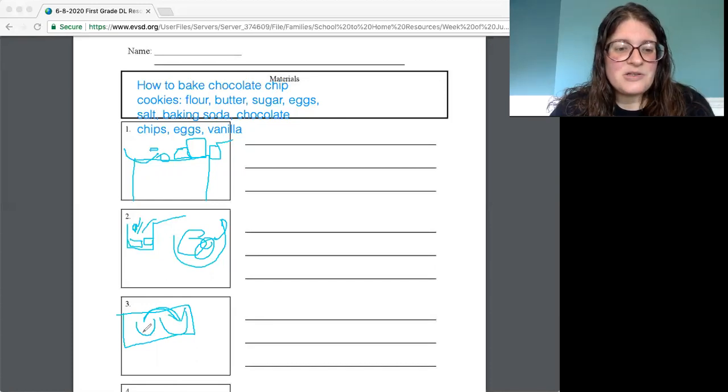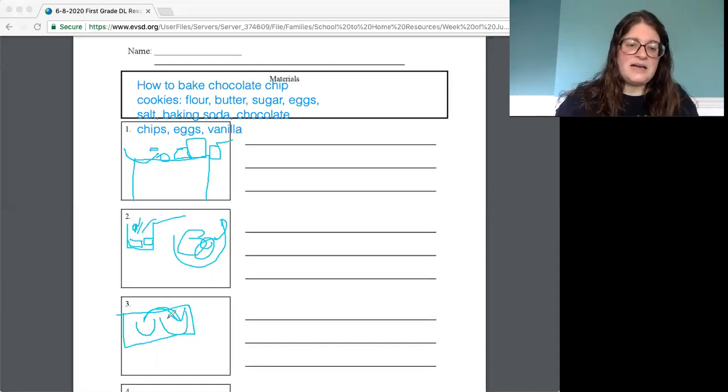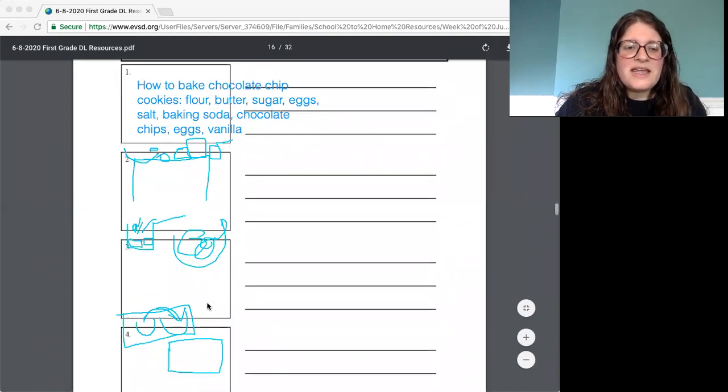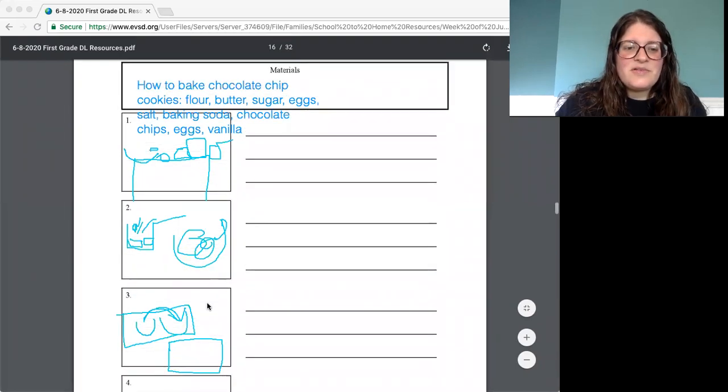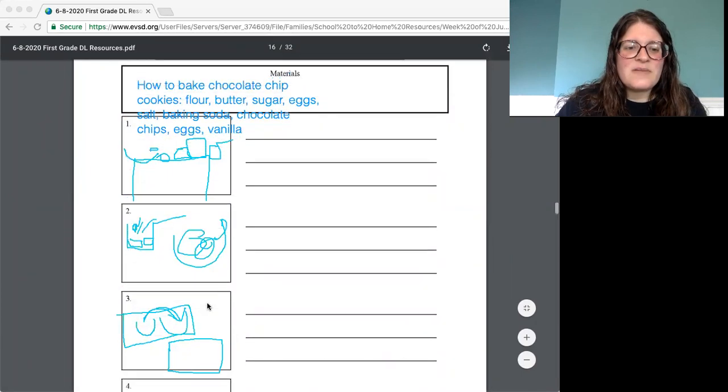The butter, egg, sugar, vanilla go into the flour, salt, baking soda, mix it up. And then I think I'm going to put my next step right down here, because if I move my screen, you'll see that my drawings will move with it. So I'm going to put number 4's drawings right here on number 3.